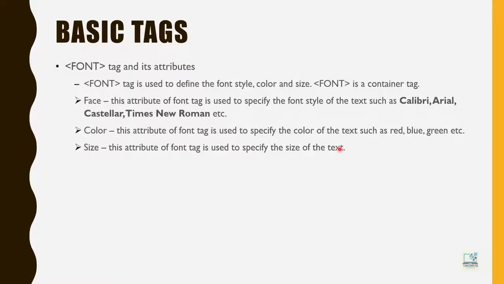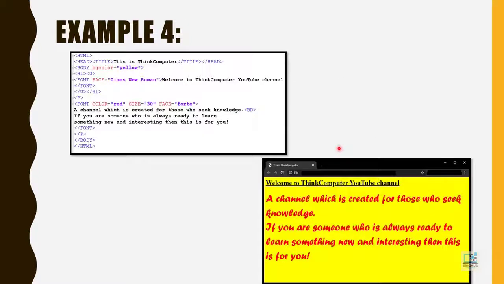Now let's see one example to understand the font tag and its attributes. So here in this example number 4, I have this HTML program in which I have used the font tag. This is the heading part. For my heading, I have written font face equal to Times New Roman. So my heading will appear in the font Times New Roman. Whereas in my paragraph, I have written font color equal to red, size equal to 30, face equal to 40. So you can see that in my paragraph that is visible, the color is red, the size is 30 and the face is 40.